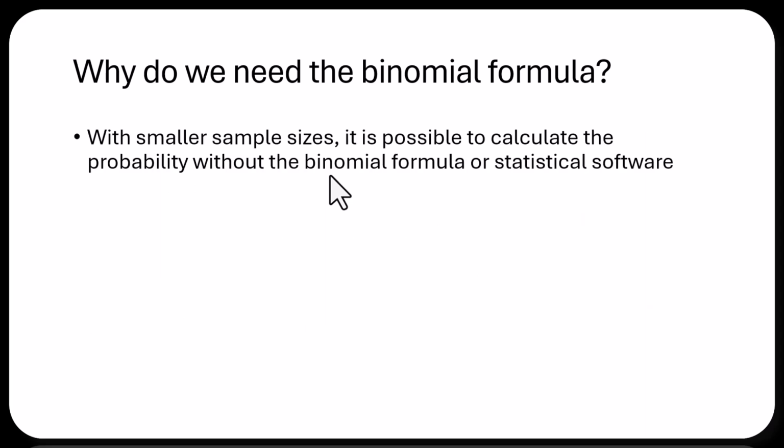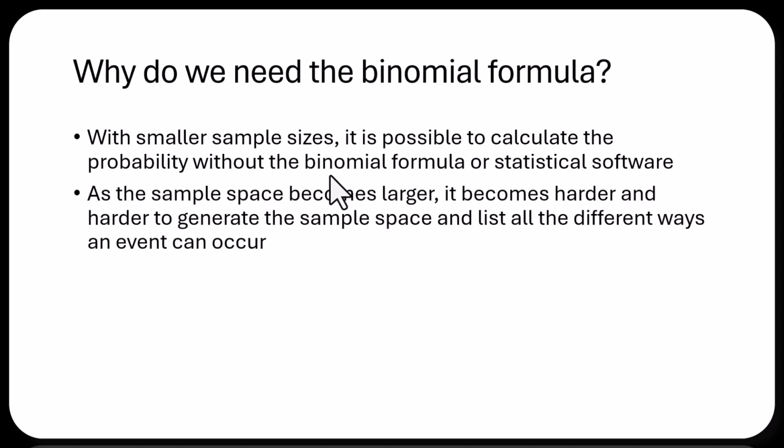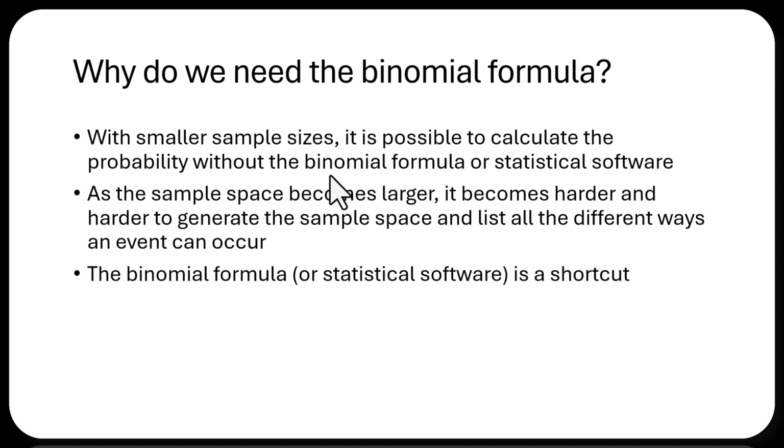With smaller sample sizes, as I mentioned before, it is possible to calculate the probability without the binomial formula or statistical software. We can just list the sample space and then create our discrete probability distribution like we did in the 2 examples in this video. However, as the sample space becomes larger, it becomes harder and harder to generate the sample space and list all the different ways an event can occur. The binomial formula or statistical software is a shortcut.